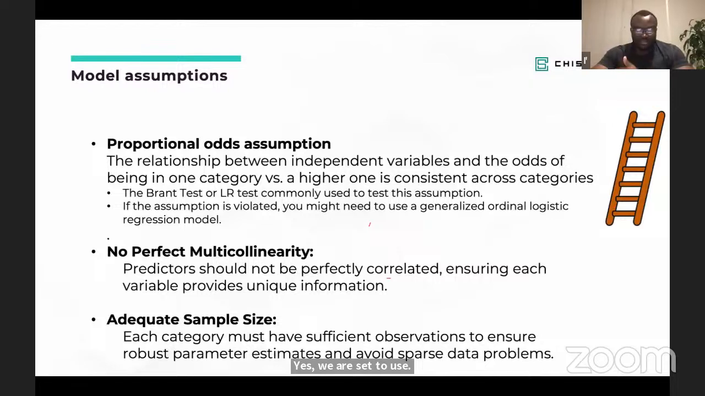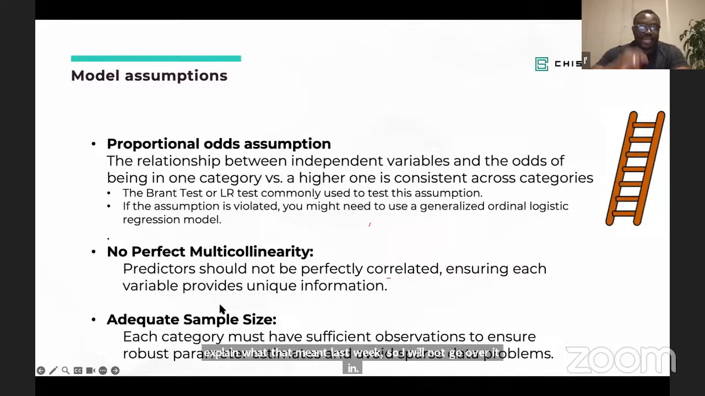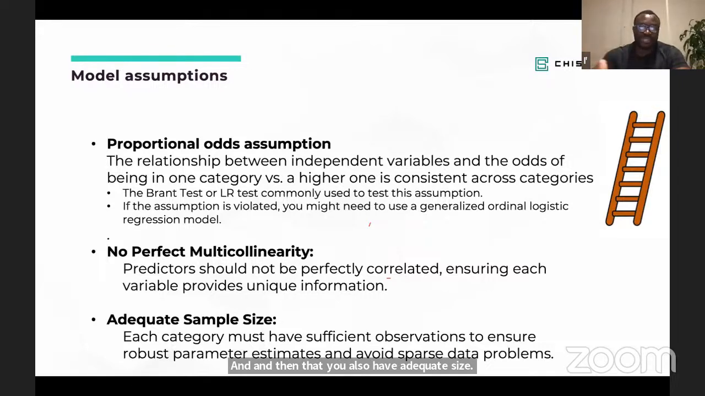My recommendation and my advice would be that every single model you're using has assumptions. So whenever you're using a regression model, try and do at least some basic due diligence to make sure that the assumptions that are required for that model are met before you go ahead with it. We also assume that there is no perfect multicollinearity. We explained what that meant last week, so I will not go over it in great detail. And then that you also have adequate sample size. We will demonstrate how we can calculate sample size for that kind of context where we are looking at an ordinal model at the end of the session.